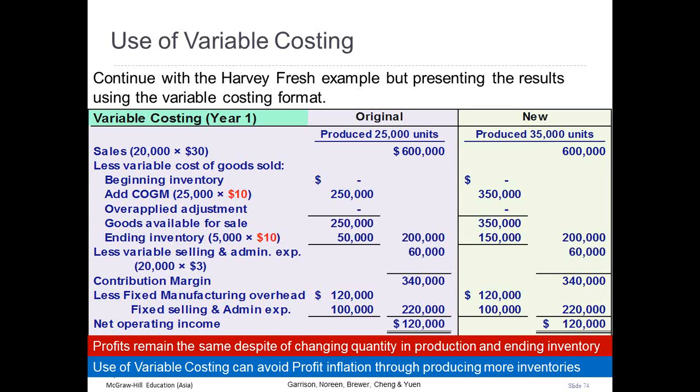Using variable costing to compute the net operating income on production of 25,000 and 35,000 units produces the same figure of $120,000 when the sale and cost structures in both scenarios are the same, providing support to the concept.